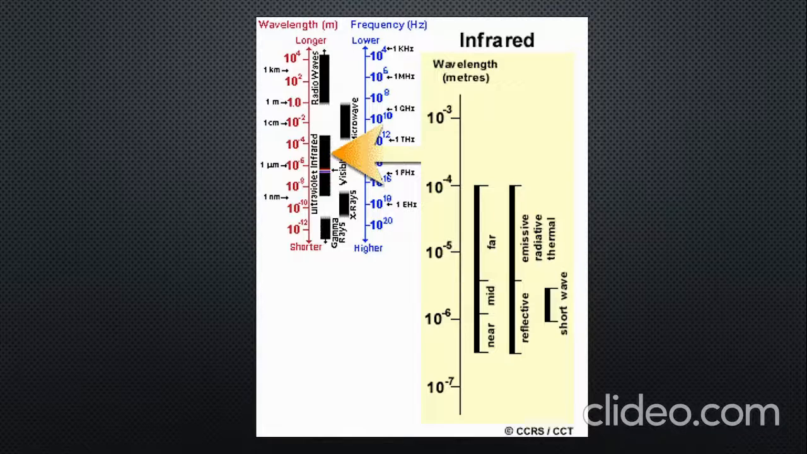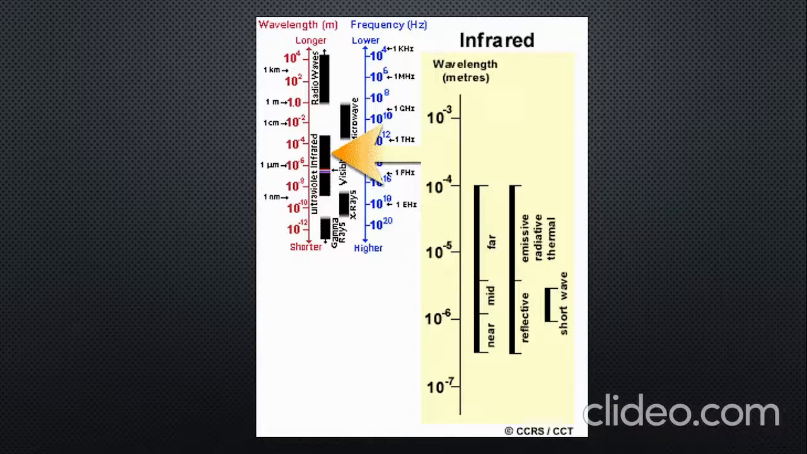The reflected infrared covers wavelengths from approximately 0.7 micrometers to 3.0 micrometers. The thermal infrared region is quite different from the visible and reflected infrared portions, as the energy is essentially the radiation that is emitted from the Earth's surface in the form of heat. The thermal infrared covers wavelengths from approximately 3.0 micrometers to 100 micrometers.